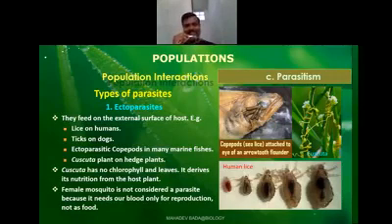Female mosquito that is sucking food, blood from us, it sucks the blood for the reproduction. That we need to remember.